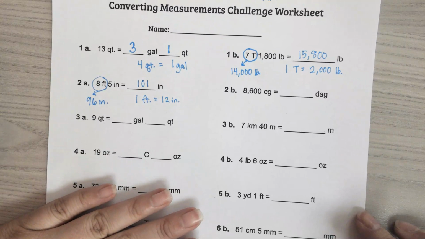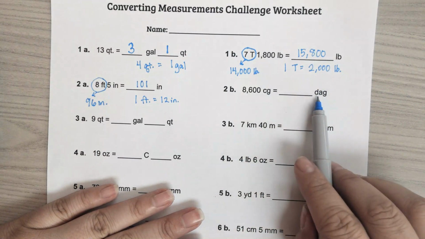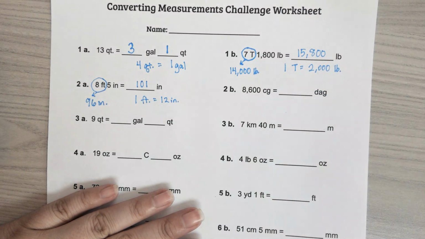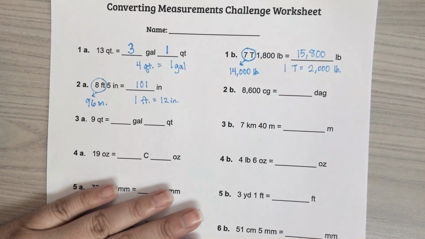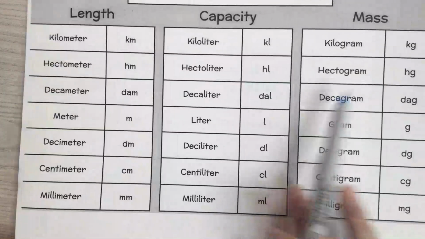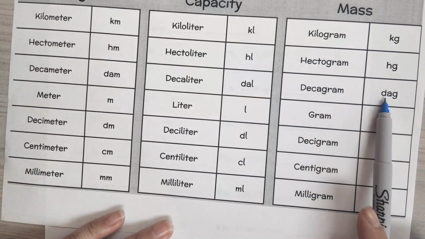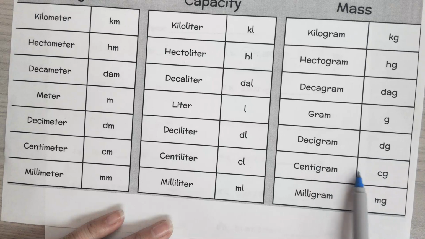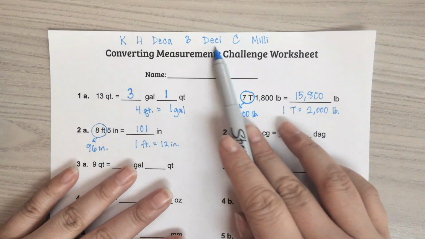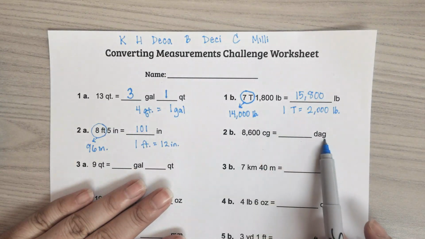You can see on 2B, it's using the metric system. We have centigrams and decagrams. If you're not sure what the DAG is, that would be a good time to use your metric abbreviations paper. I can see that the DAG equals a decagram, and then we know that the CG equals centigram. So up here on what we've written down, we are going from the one that starts with the number, which is centigram, to decagram.